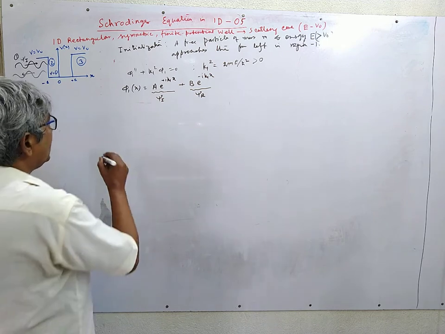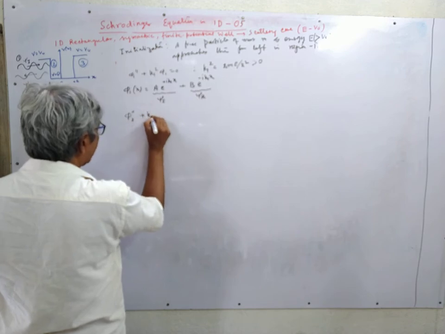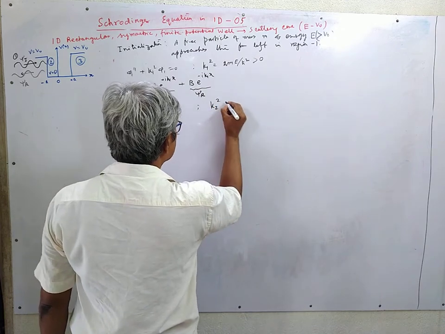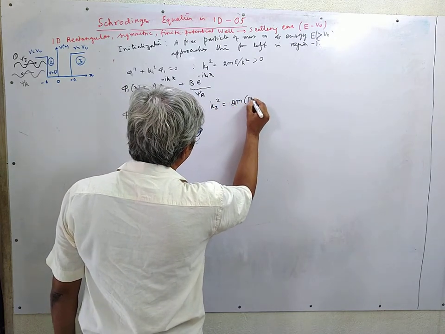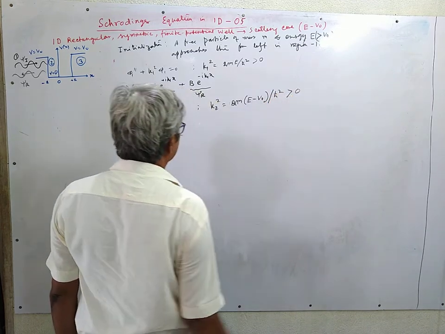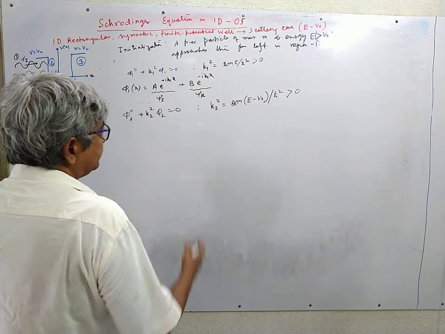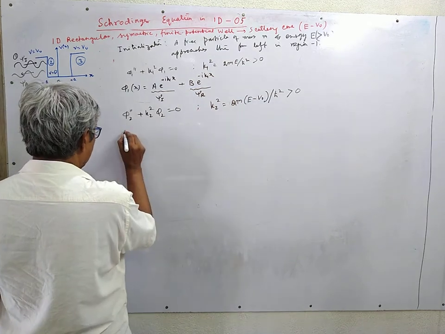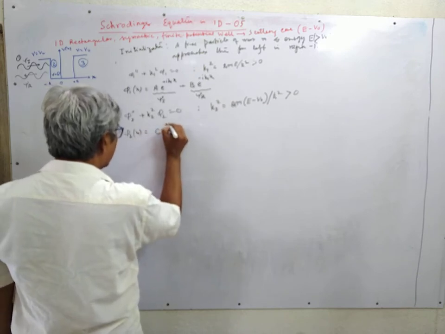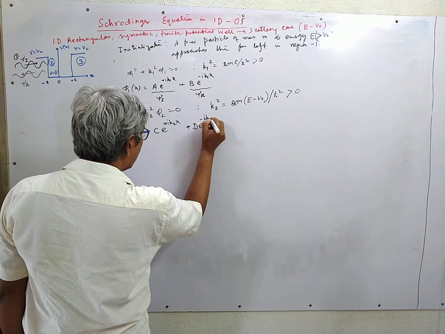Now in region 2, the wave function satisfies phi 2 double prime plus k2 square phi 2 is equal to 0, where k2 square is equal to twice m (E minus V0) upon h bar square. Since E is greater than V0 for the scattering case, k2 is a real number. So the solution is C e to the power i k2x plus D e to the power minus i k2x.